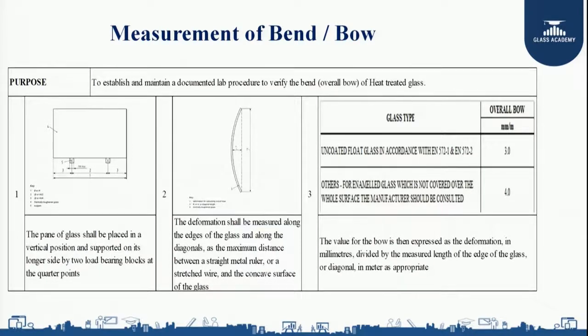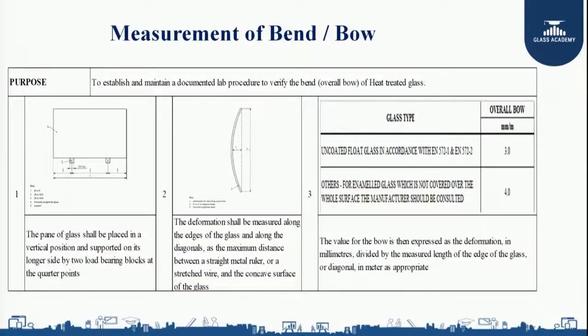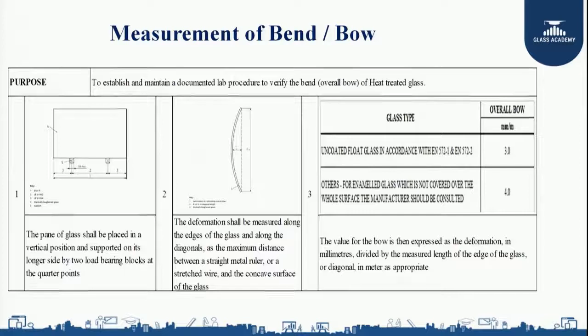Let us understand. First of all, the pane of glass shall be placed in a vertical position and supported on its longer side by 2 load bearing blocks at the quarter points. You can see in the figure, I am keeping the glass in a vertical position and positioning 2 load bearing blocks at the quarter points. Suppose my panel size is 1000 mm, I will keep the glass vertically and place the load bearing blocks at 250.